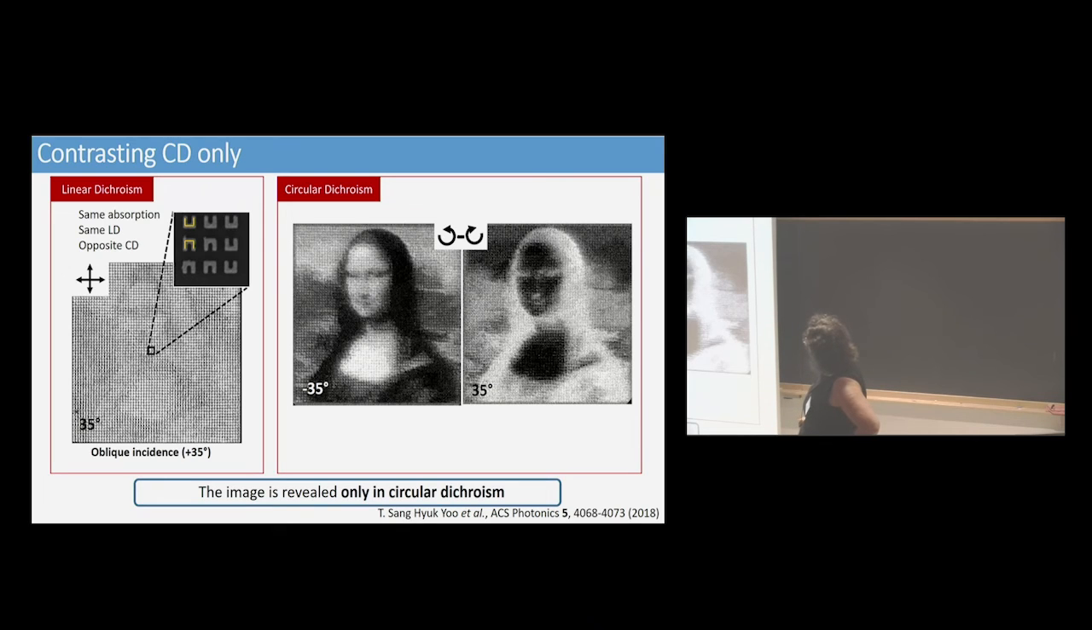Then what we do here is the same experiment. So we excite with sigma plus or sigma minus. And when you calculate the dichroism, you can see that you can find again the information. This is a way to hide an information by linear polarization.